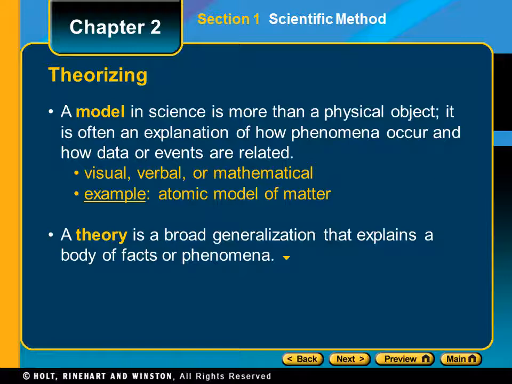Okay, from our working out these models, we then move into a theory, which is a broad generalization that explains the model or the body of facts or the phenomenon. It explains everything that we've been able to find and then write up. An example of a theory would be the atomic theory, that is, the theory of how atoms are actually made.